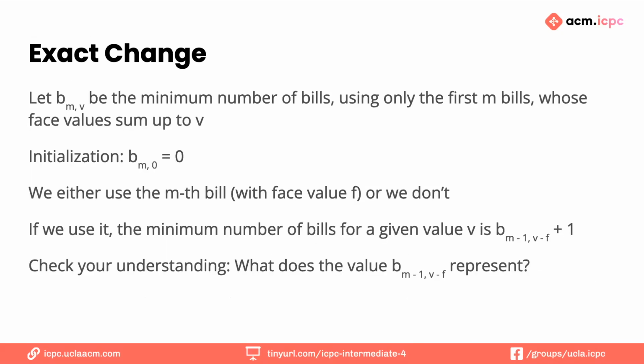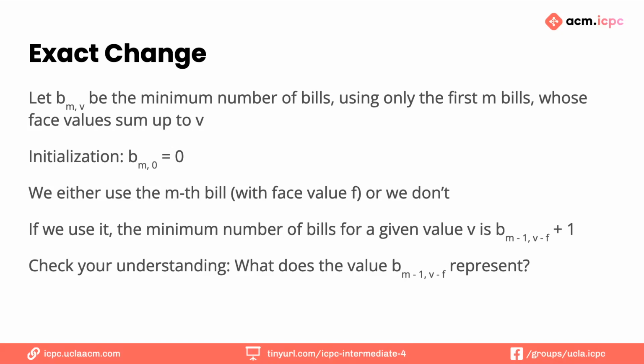So to formalize our answer, we're letting B of M, V be the minimum number of bills using only the first M bills whose face value sum to V. We started by setting the first column equal to 0, which is to say that it takes no bills to reach a value of 0. And then we either use the mth bill with this face value of F, or we don't. And that's what we do each row. When we build up, we add a new bill on and we decide if we're going to use it or if we're not going to use it.